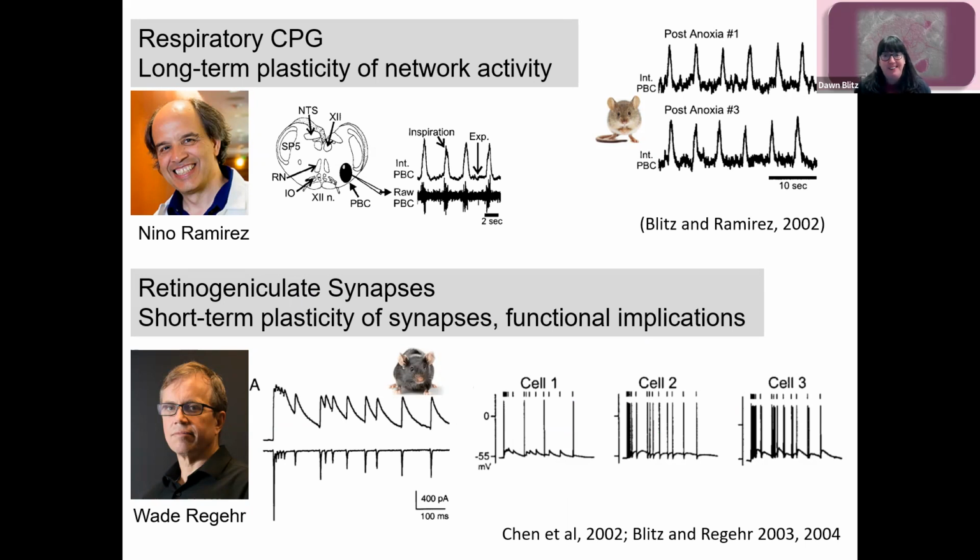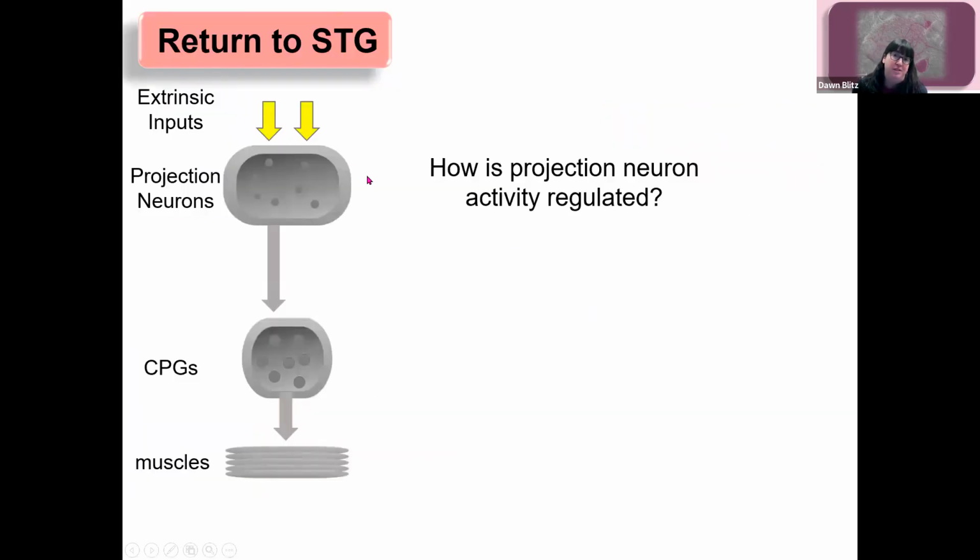And so this was sort of a Goldilocks and the Three Bears, where I went to the respiratory CPG and looked at long-term plasticity. And then in the thalamus, I was looking at short-term plasticity of synapses, and then decided to go back towards the middle, looking at neuromodulation on an intermediate time scale, but also returning to the stomatogastric system, because I wanted to ask about modulation of circuits, but in the context of a more intact system. And so when I came back to Mikey's lab, I moved one step up and started to look at how extrinsic inputs into the system were regulating the activity of projection neurons.